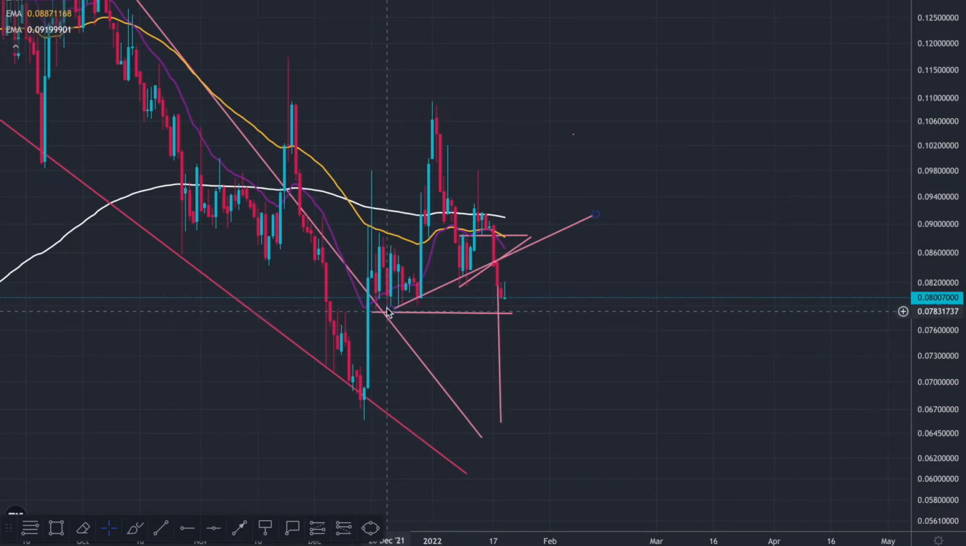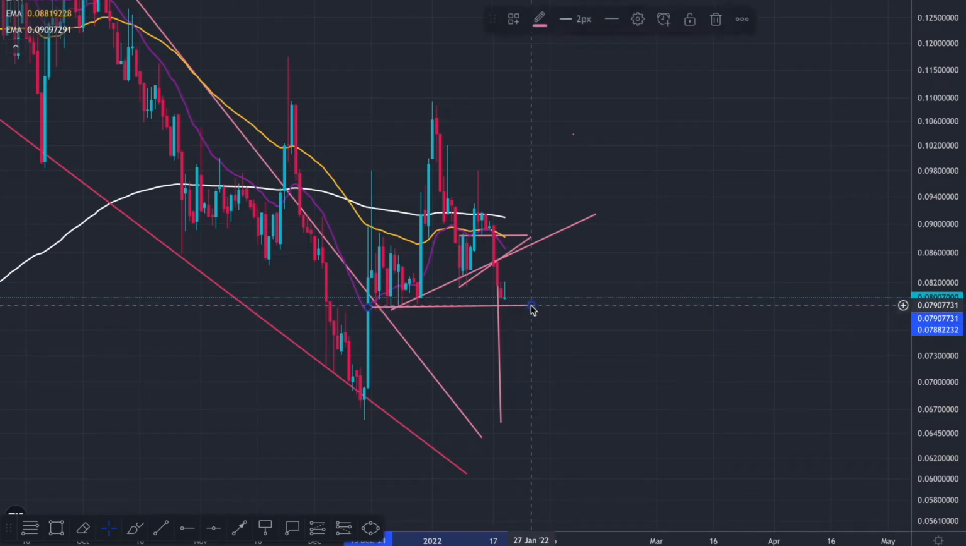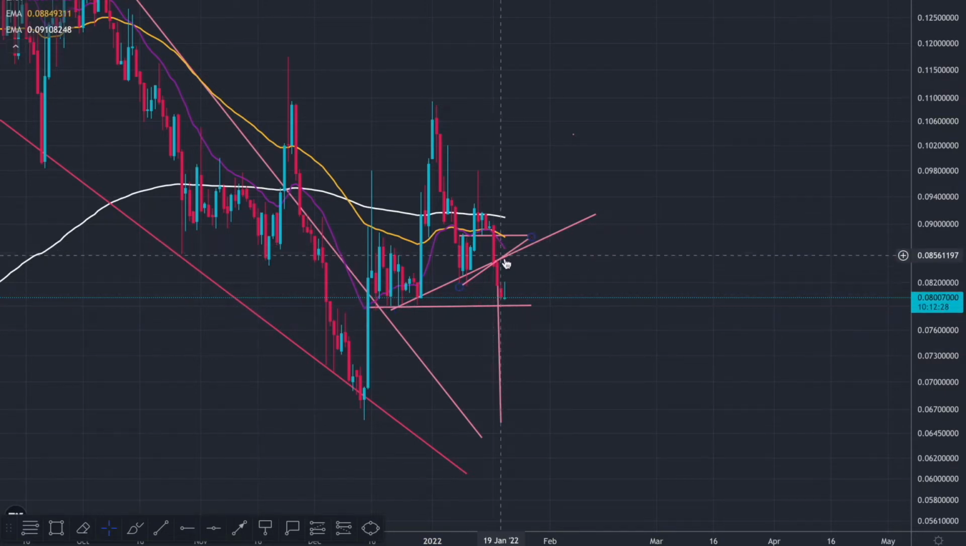Obviously we do have strong support here on this trend line. I'll just make it a bit more accurate. We do have strong support on this trend line here. So obviously if we do find support here and then work our way back up, breaking above this trend line here back into our triangle, then it's looking positive, okay? Or maybe we'll come back up.